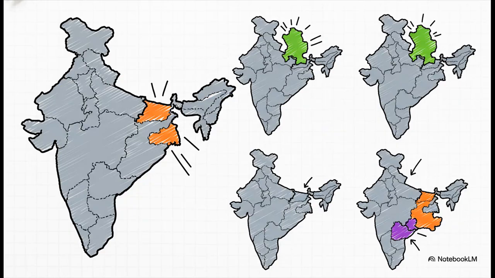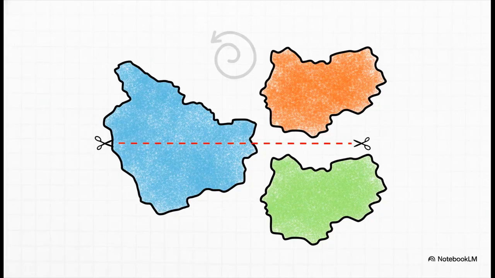Let's fast forward to the year 2000. 3 massive states were divided up, mainly for better governance and to recognize unique regional identities. And just like that, we got Chhattisgarh from Madhya Pradesh, Uttarakhand from Uttar Pradesh, and Jharkhand from Bihar. And then in 2014, after decades and decades of struggle, Telangana was carved out of Andhra Pradesh, which, if you remember, was the very first state created on a linguistic basis. It really shows you this cycle of reorganization just keeps on going.